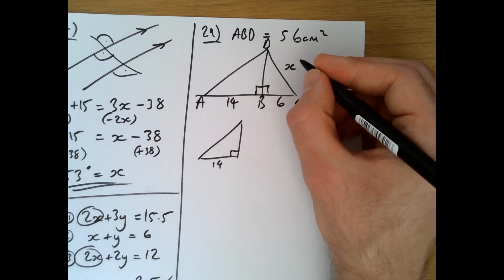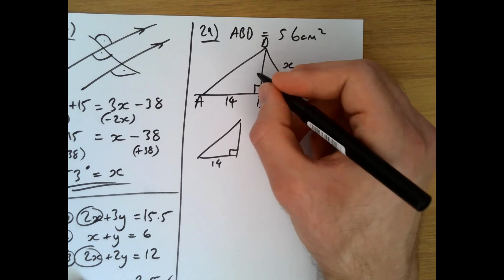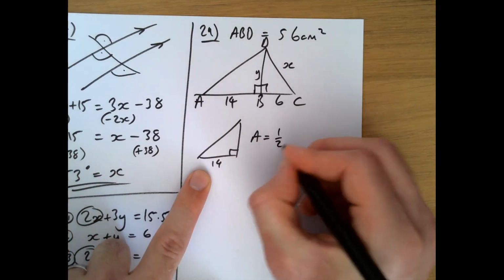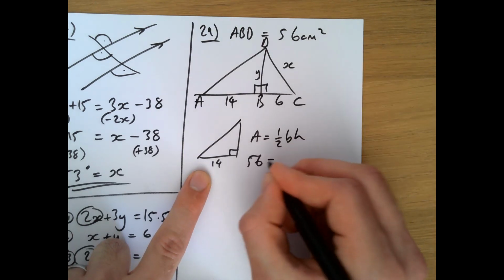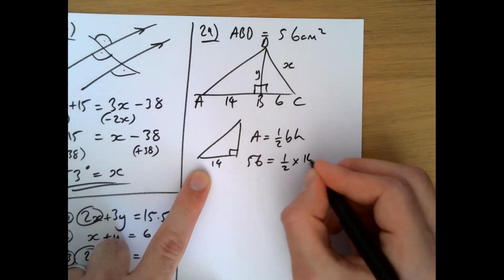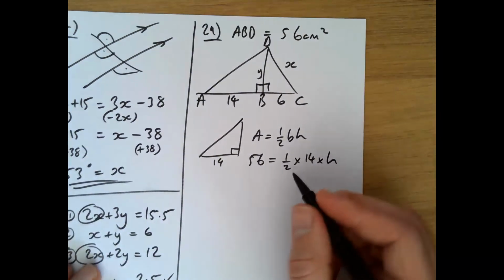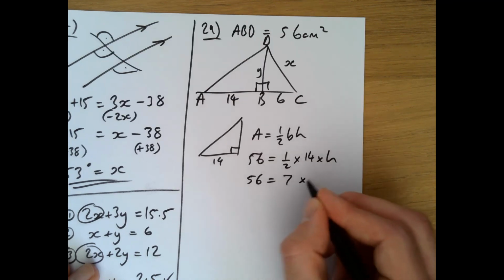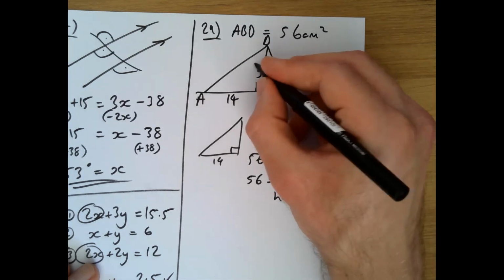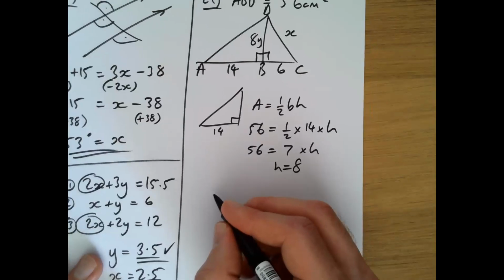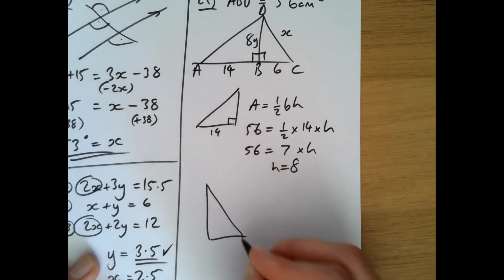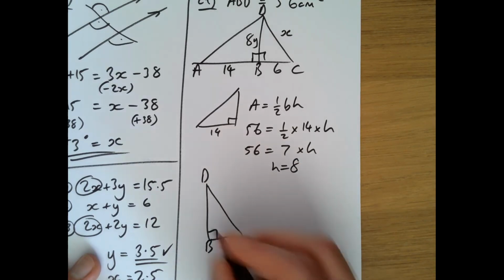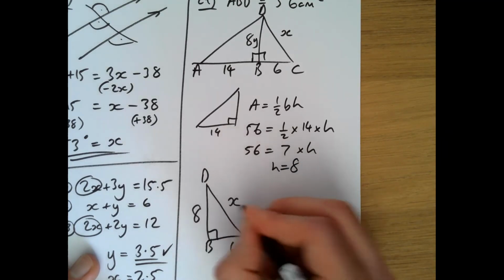Okay, so what we need to do to work out that length, we need to work out the height here. So if the area of this, the area is half base times the height. So 56 equals half times the base times by the height. Half of 14 is 7. So 56 equals 7 times the height. So the height must be 8. So then if I draw out my second triangle, I've then got BCD. That's 6. That's 8. And now I want to work out that length.